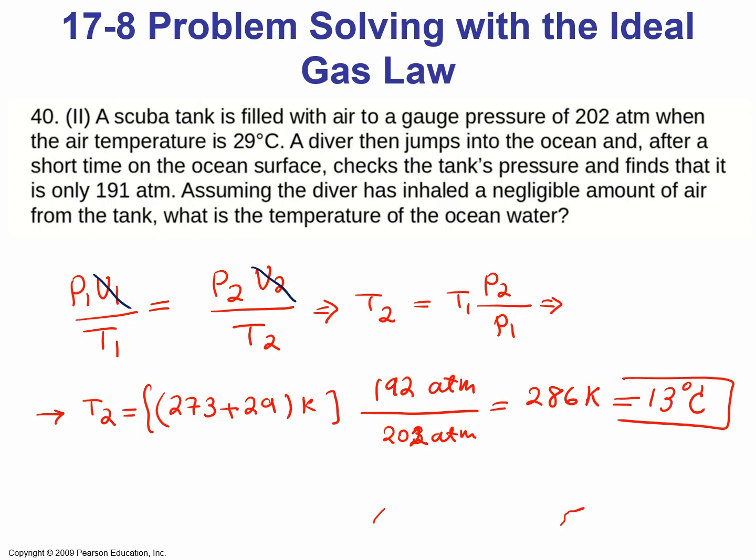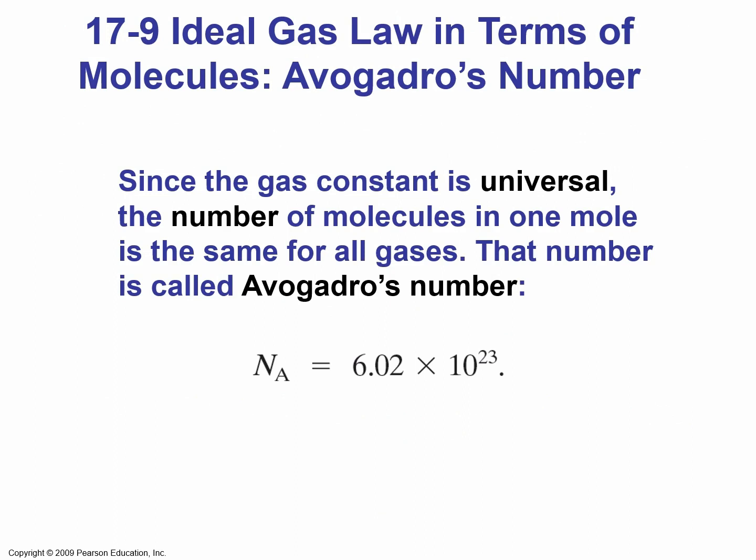That's why the pressure of the container, or the gas tank, has dropped, because the temperature is reduced. Section 9. Ideal gas law in terms of molecules. Avogadro's number. Since the gas constant is universal, the number of molecules in 1 mole is the same for all gases. That number is called Avogadro's number, and it's written as N sub A, and is equal to 6.02 times 10 to the power 23.